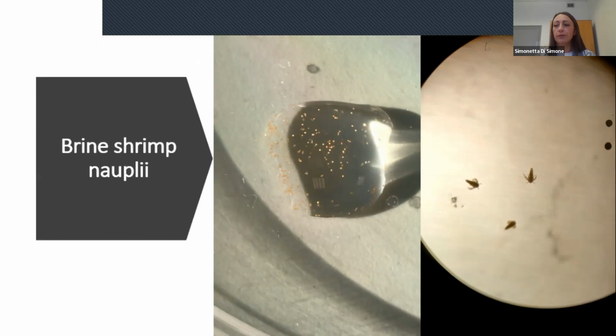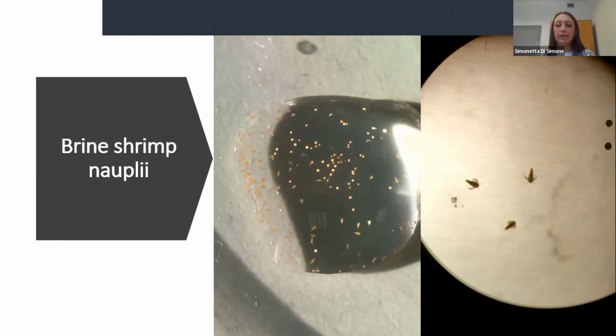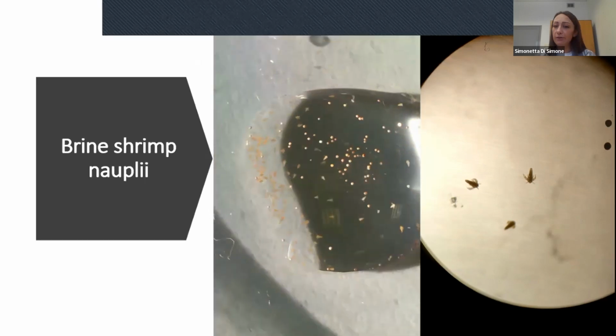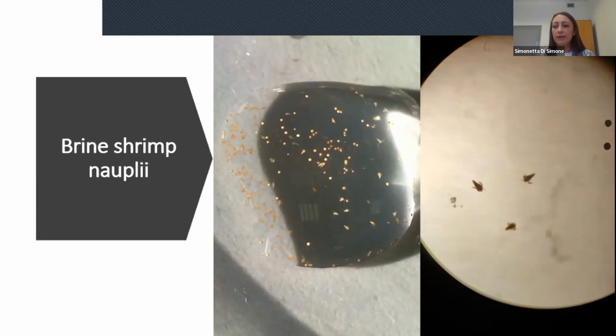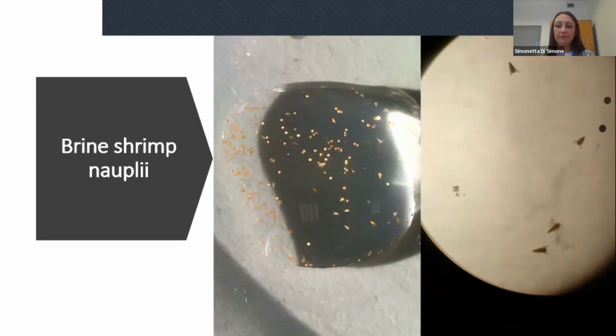Here you can see the newborns in a water drop. You can see some unhatched eggs on the bottom, and the nauplii swimming all around, attracted by light because they are supposed to find food where light is. On the right, you can see them under the microscope, and they are very lively boys, we can say.